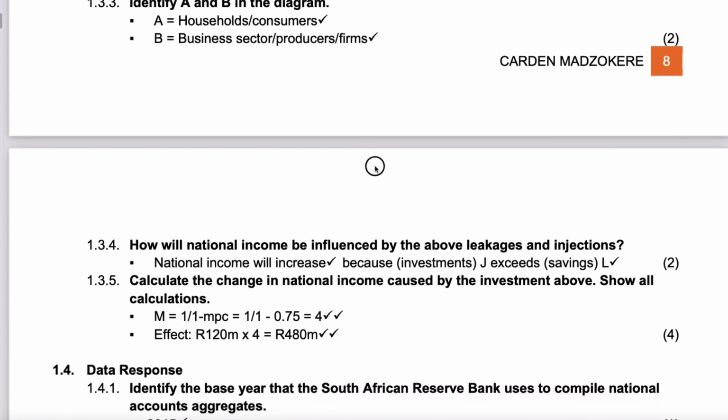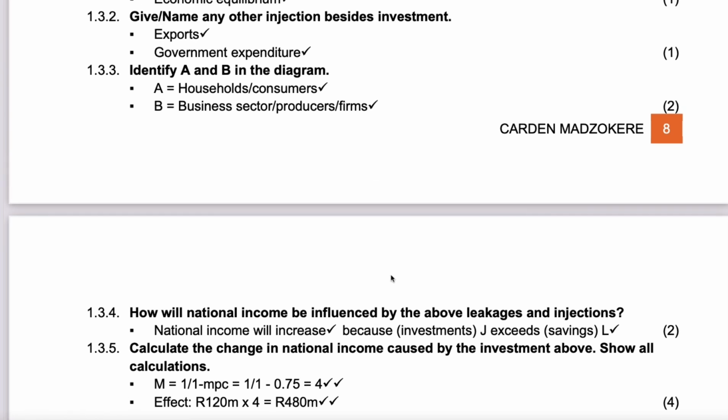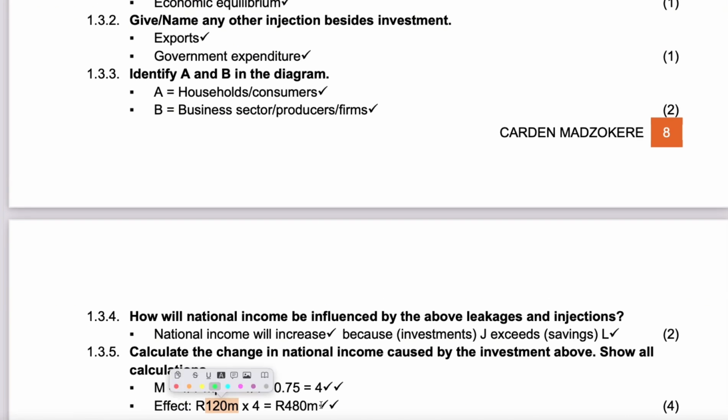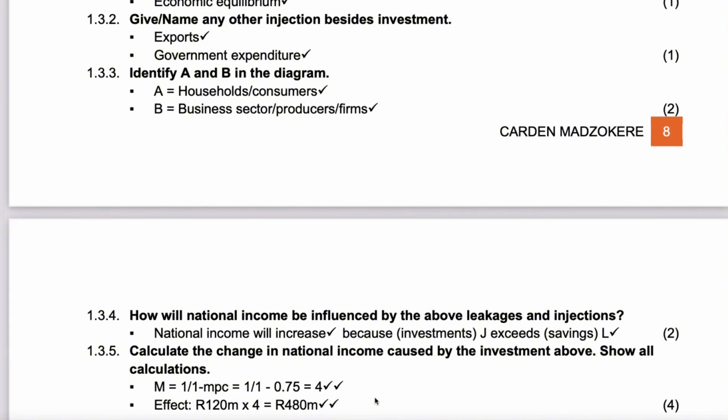That's fine. Then number 4, yes, we said because leakages are less than injections, then we expect that national income will increase. Then yes, we talked about 4 being our multiplier. We take that 4, we multiply by 120 because that's the injection we were given. That's going to give us 480. So the effect, ladies and gentlemen, is 480.